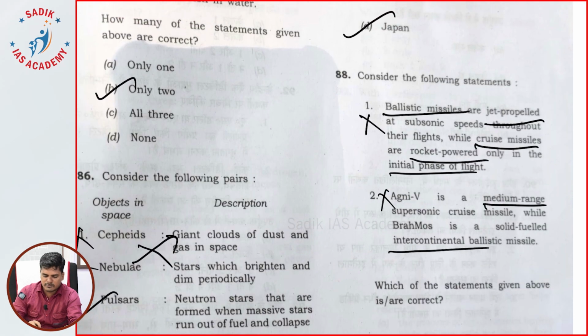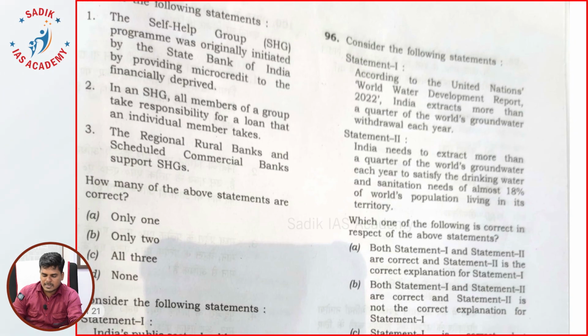Now, we will discuss some of the other questions. Question number 96, statement 1 says, according to the United Nations World Water Development Report 2022, India extracts more than a quarter of the world's groundwater withdrawal each year. As per the report, India extracts 26% of the world's groundwater. That is the correct statement, the first statement.